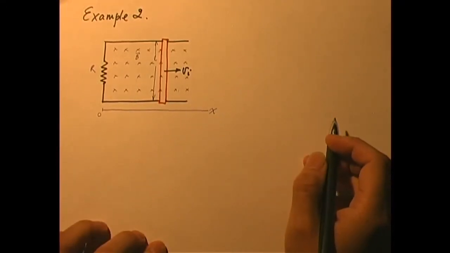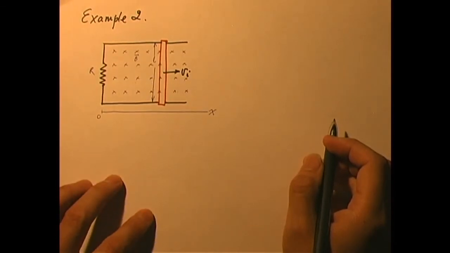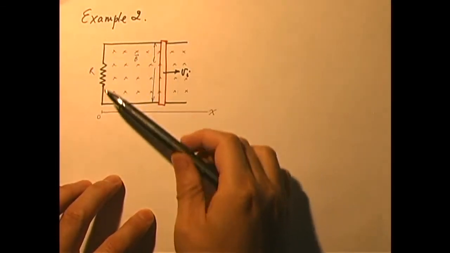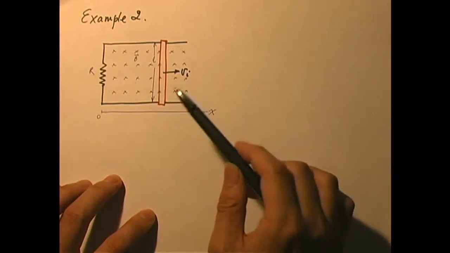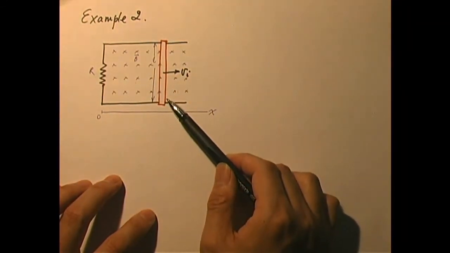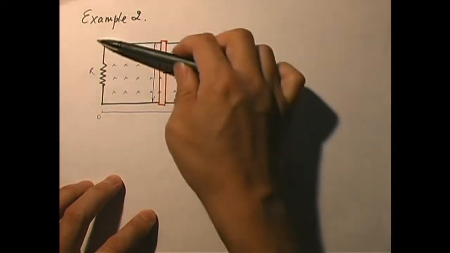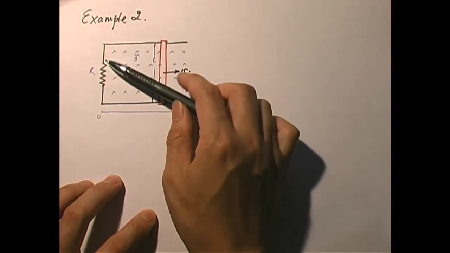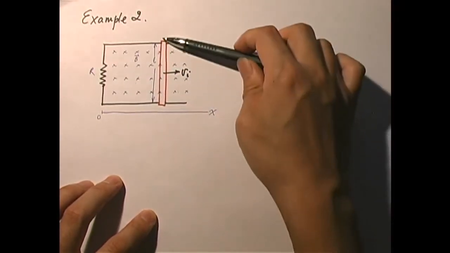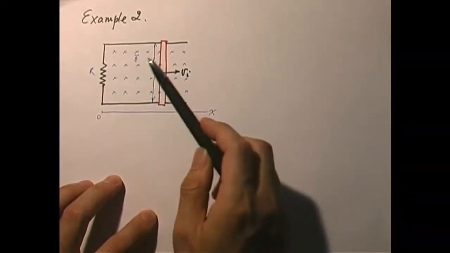Let's continue to look at some more examples of motional EMF. Here's our second example. I have a similar setup as the previous one, except there is no gravitational force in this consideration. This problem is one of the sample problems in the textbook as well. So I also have a U-shaped rail with a resistance concentrated here, and there is this metal bar of length L that's cutting through magnetic field lines.